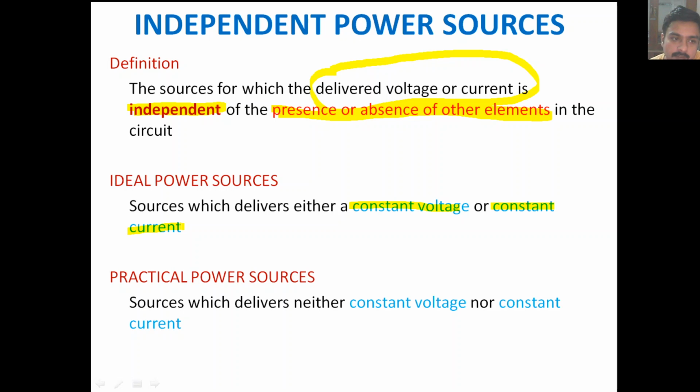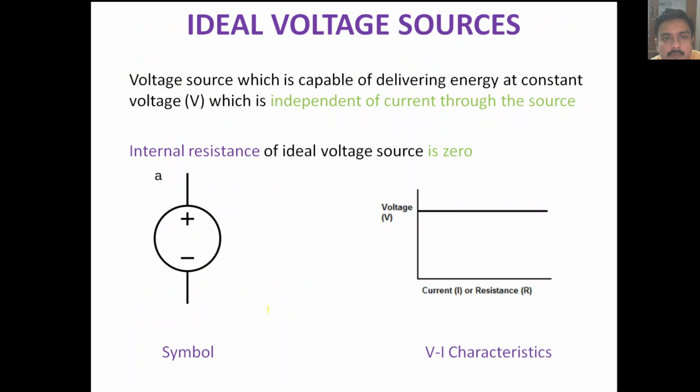So these are the ideal power sources, and the second one will be the practical power sources. The practical power sources, we can already see that they will neither have constant voltage nor constant current. So whenever neither the voltage nor the current is constant, we say that the sources are practical power sources. Now we will see in detail what ideal power sources are.